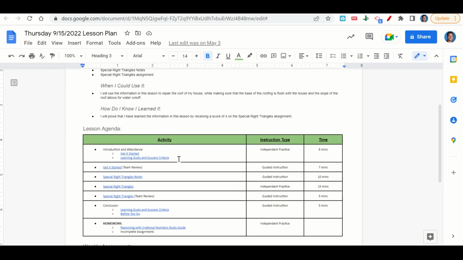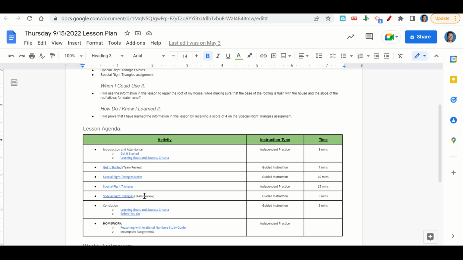Now let's take a look at our agenda for today. We will begin by going over our learning goals and success criteria. While we do that, you'll fill out your Get It Started. Once you've completed the Get It Started, we'll go over it together and answer any questions that you may have. After that, we'll go over the special right triangles notes, and then I'll give you time to complete the special right triangles assignment.